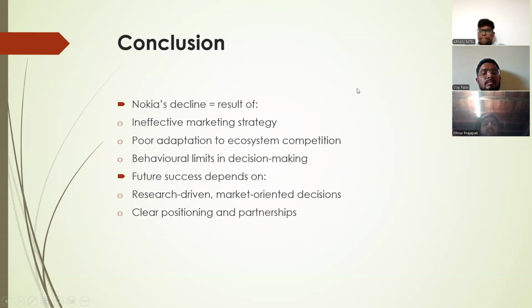Conclusion. In conclusion, Nokia's decline shows how poor marketing decisions and slow responses to market changes can damage even a strong global brand. However, by adopting research-driven strategies and repositioning around innovation and ecosystem value, Nokia can rebuild competitiveness in its marketing. Thank you for listening.